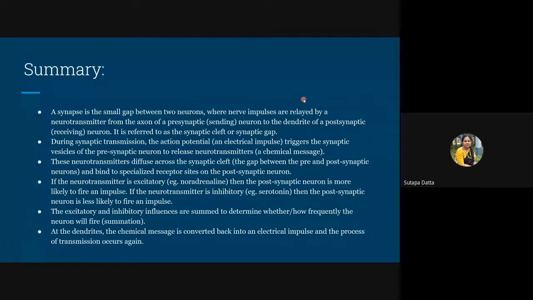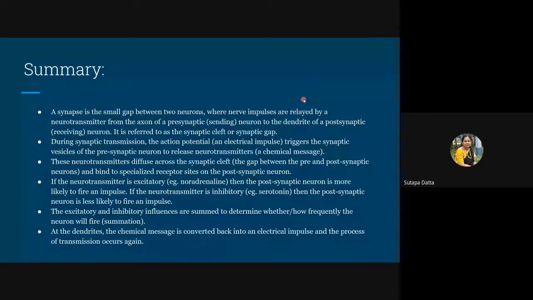The receptors may be ion channels, or they may be other transmembrane proteins. Now, the neurotransmitters may be either excitatory or inhibitory. This part I have not elaborately discussed; you can read on your own. There are different types of transmission. The transmission may be excitatory or inhibitory.